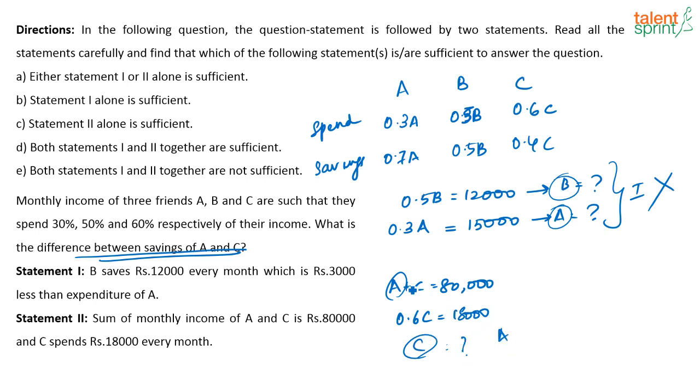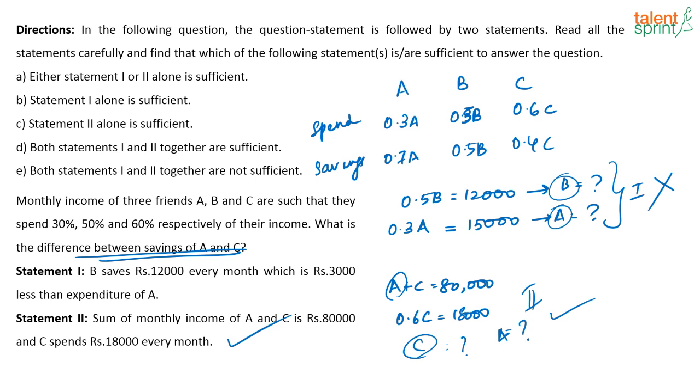Then using this equation I can find out what is A. Once I get what is A, I can obviously find out the savings of C and savings of A and subtract that and get the answer. So using statement 2, I am able to arrive at the answer that I am looking for. I can find out the difference between savings of A and C. So your answer here will be only statement 2 is enough to arrive at the answer.